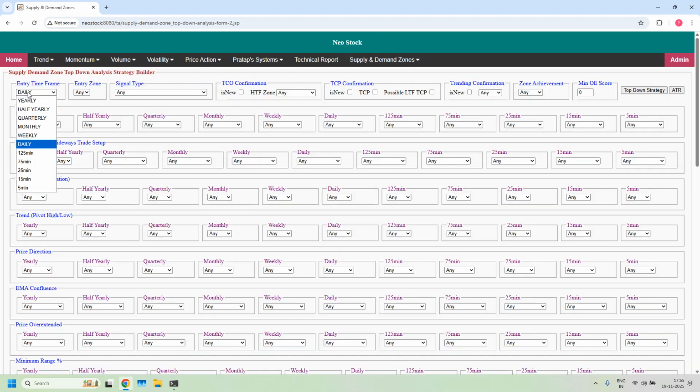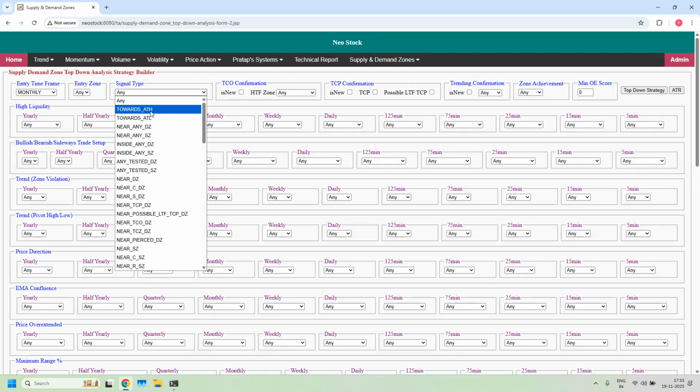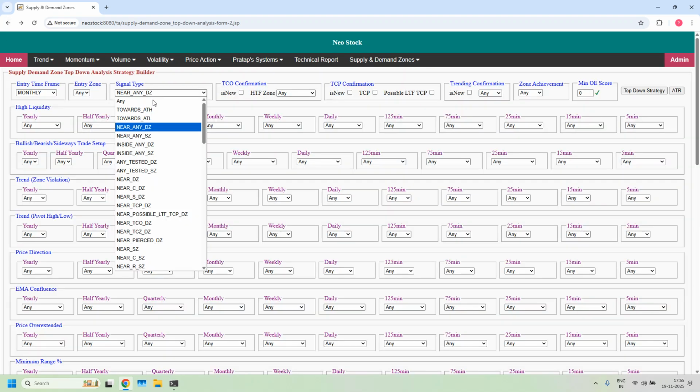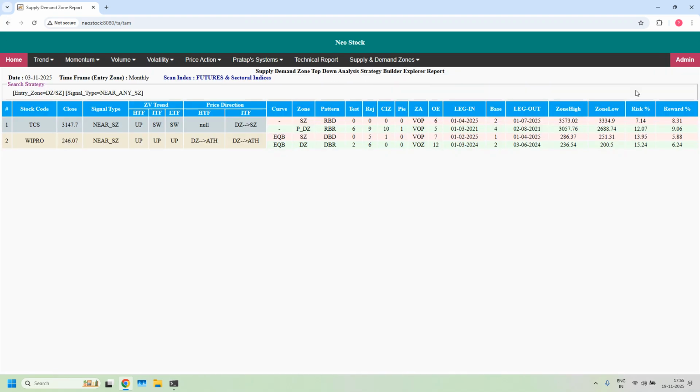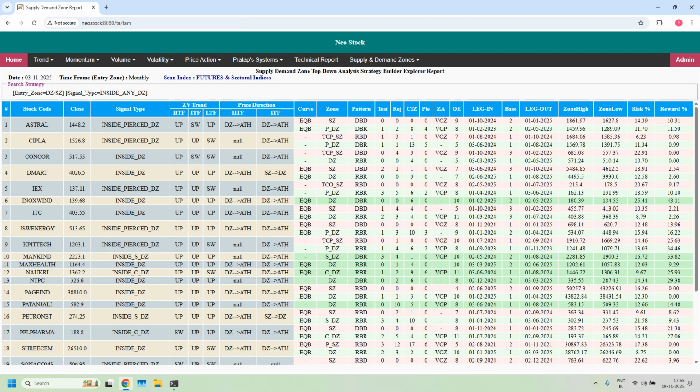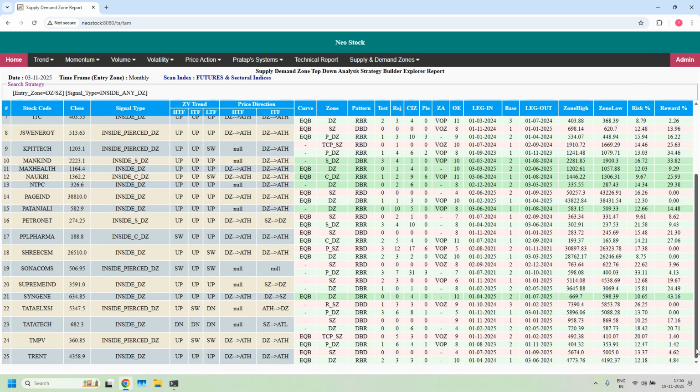Next time frame is monthly. Stocks near to the monthly demand zone: we got 5 stocks. Next, stocks near to the monthly supply zone: we got 2 stocks. Next, price closed inside the monthly demand zone. First 18 stocks in the list. Scrolling the list down. Total we got 25 stocks.